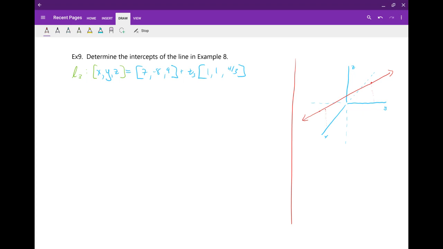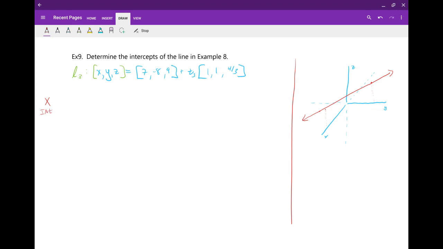Well, anyway, how do you find it? Well, what you do is to find the x-intercept, you set y, find the x-intercept.